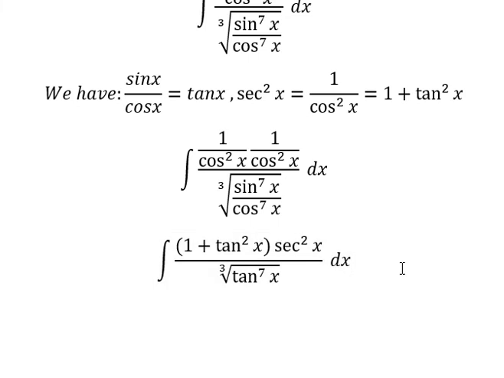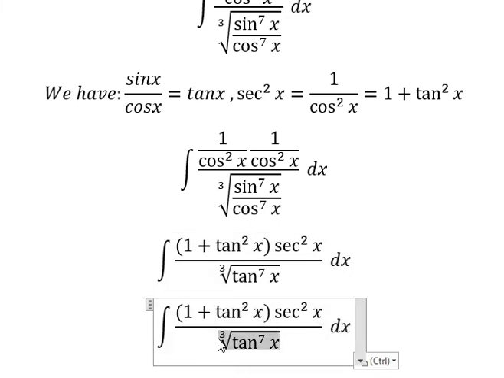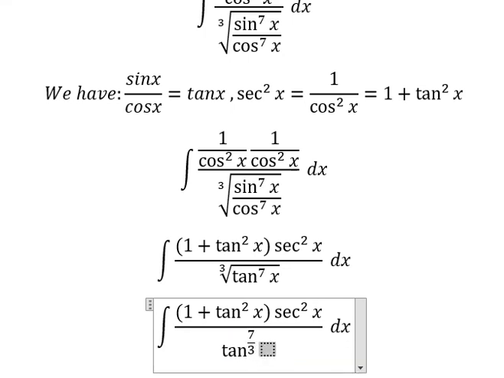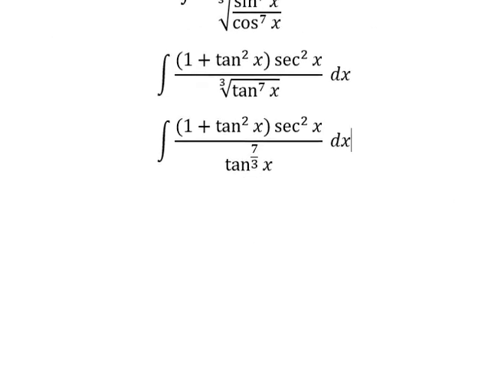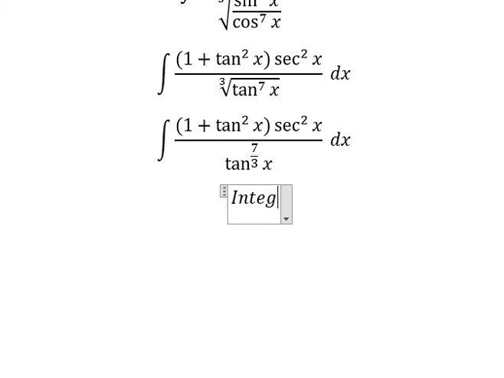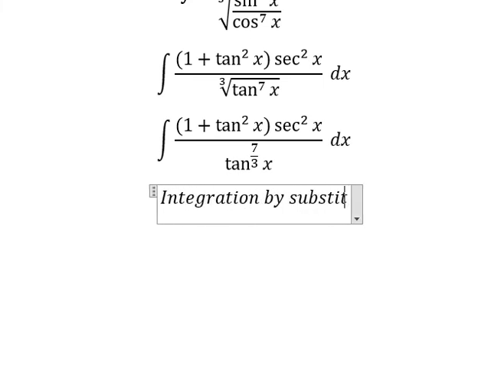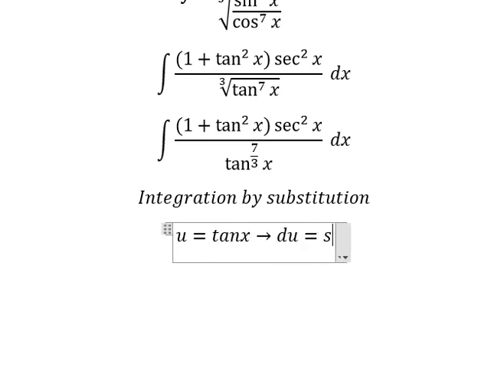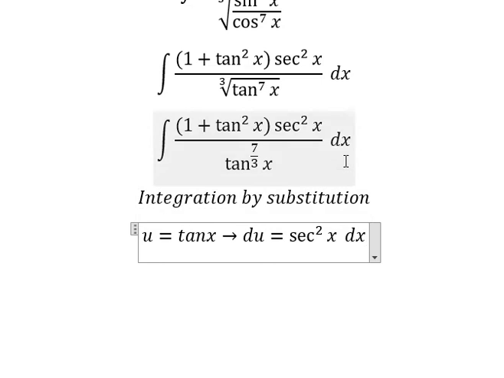Next, this one we have the cube root, we can put into tan x to the power of 7 over 3. And now we can use integration by substitution. So I will put u equals to tan x. Later that we do first the derivative for both sides and we have secant of x squared dx.